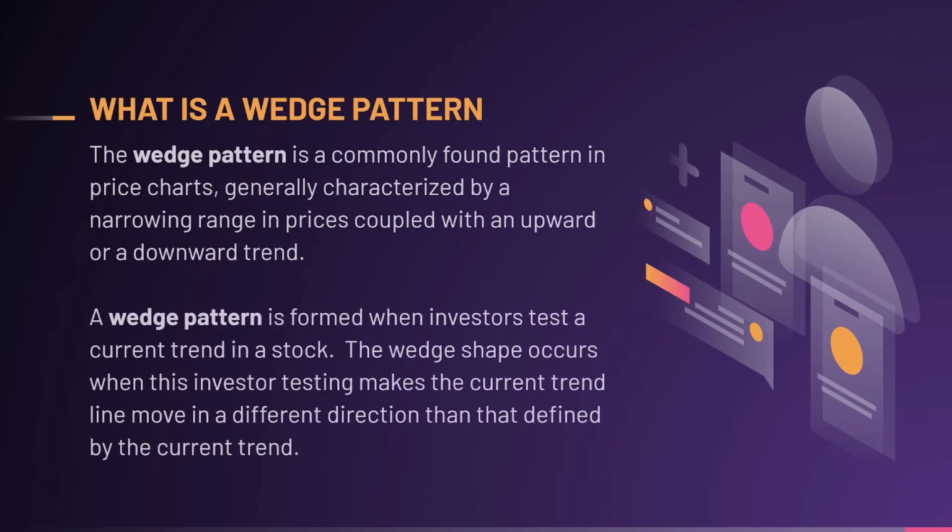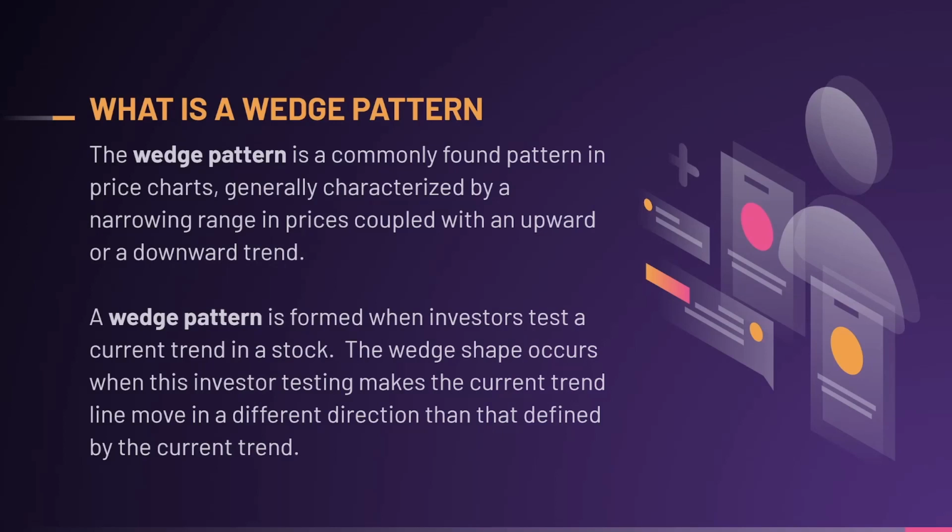A wedge pattern is formed when investors test a current trend in a stock. The wedge shape occurs when this investor testing makes the current trend line move in a different direction than that defined by the current trend. Okay? So, yung wedge typically nabubuo siya ng nagfo-fall or nagra-rise siya in a specific direction. Okay? Depende kung bullish o bearish yung trend. Alright? Ang pinaka-characteristic niya, as we discussed kanina, is yung gentle na pag-narrow ng price.